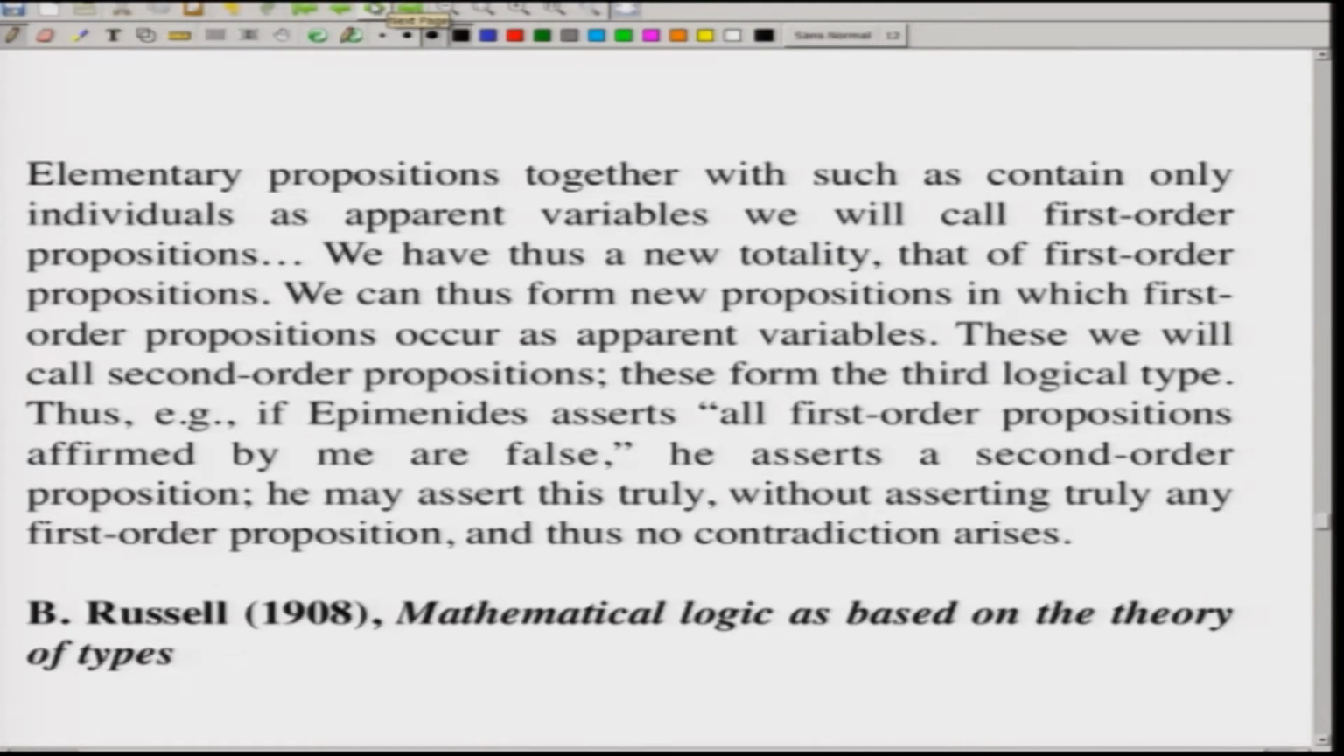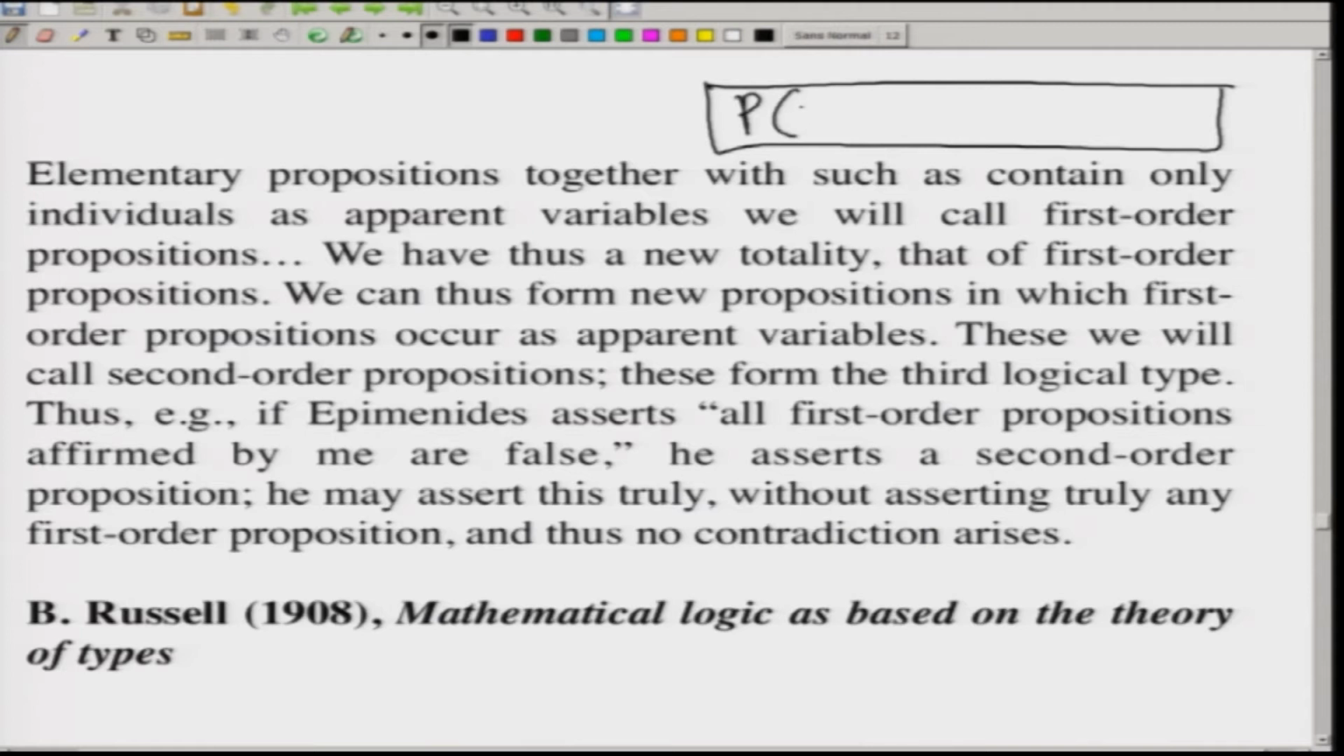This is just a quote from Russell where he talks about it. Elementary propositions together with such as contain only individuals as apparent variables we will call first order propositions. We have thus a new totality, that of first order propositions. So at the first level we have things like Russell is a philosopher, or x1 is a philosopher, or M is a minister, or precisely x2 x1.